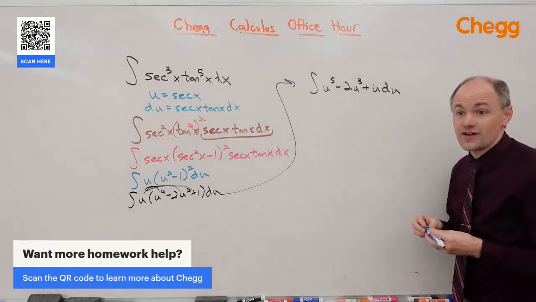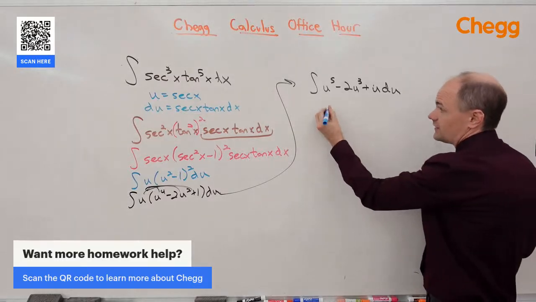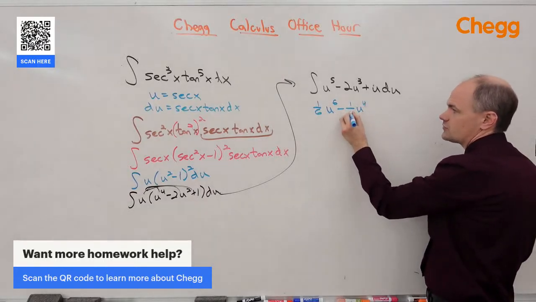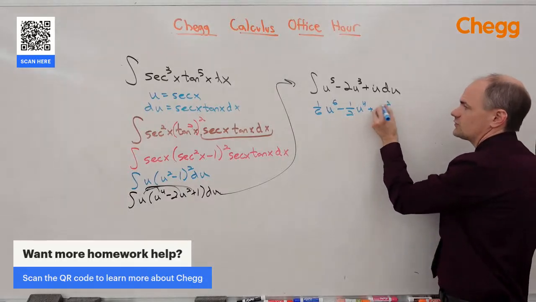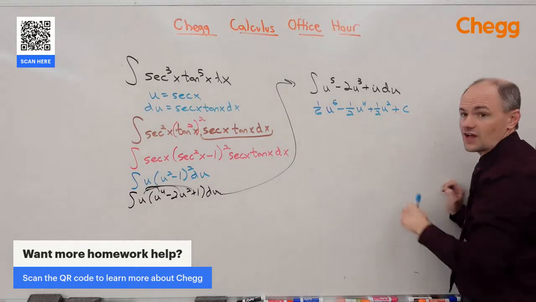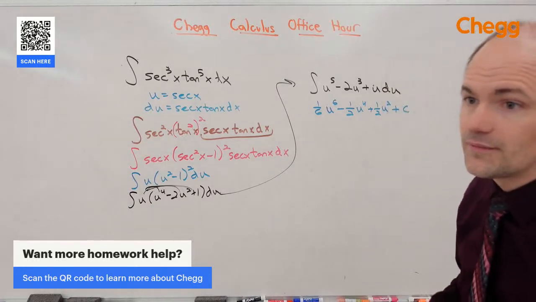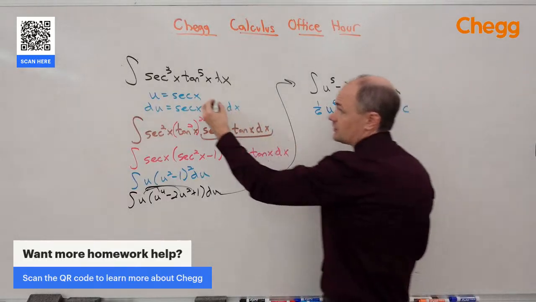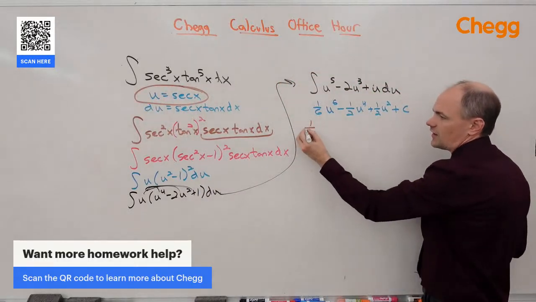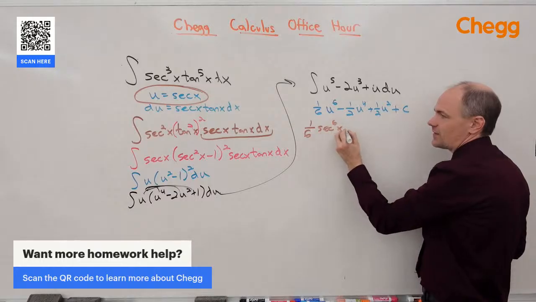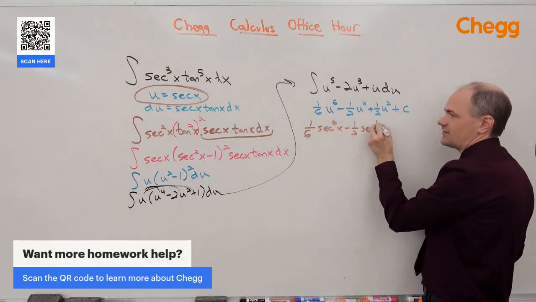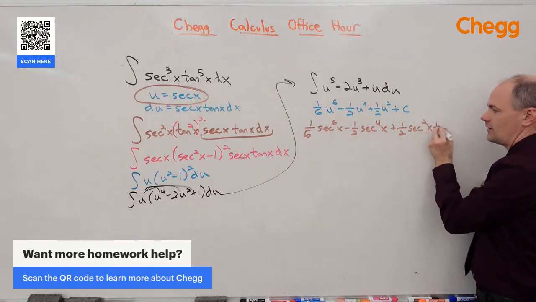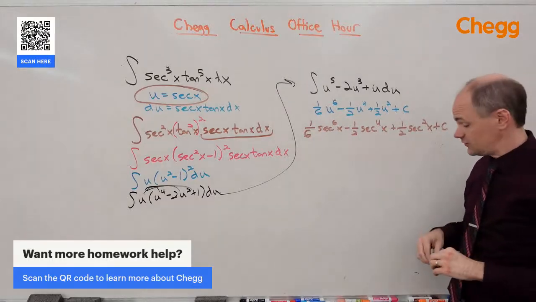And then sure enough, this just integrates using that power rule. So we've got u to the sixth times 1/6 minus u to the fourth, divide by 4, 2 over 4 gives us 1/2, plus u squared divided by 2, plus our constant. All right, let's finish this off by going back to our u's. Every u is a secant of x, so we've got 1/6 secant of x to the 6th power minus 1/2 secant of x to the 4th power, plus 1/2 secant of x squared, plus a constant. We've got our final solution.